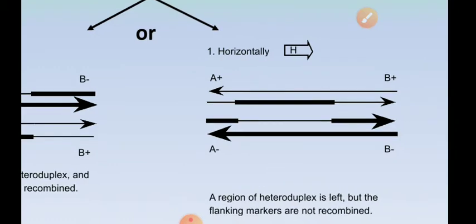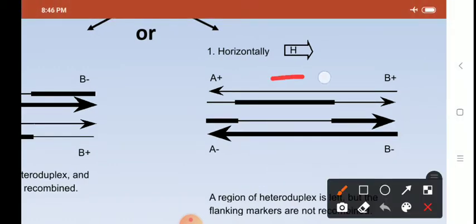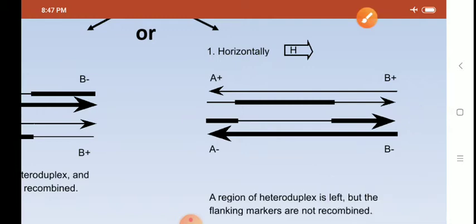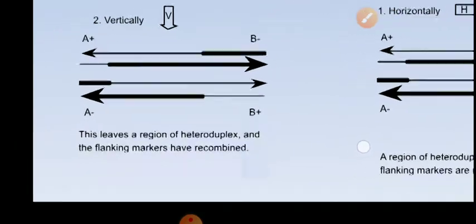You can see here the original strand remains as it is, AB, where it was nicked earlier, and the B strand remains as it is. I mean, of the other duplex, one of the strands remains and only one strand of the two has changed. So a region of heteroduplex is left, but the flanking markers are not recombined. Okay, the flanking markers are not recombined if horizontal resolution takes place.